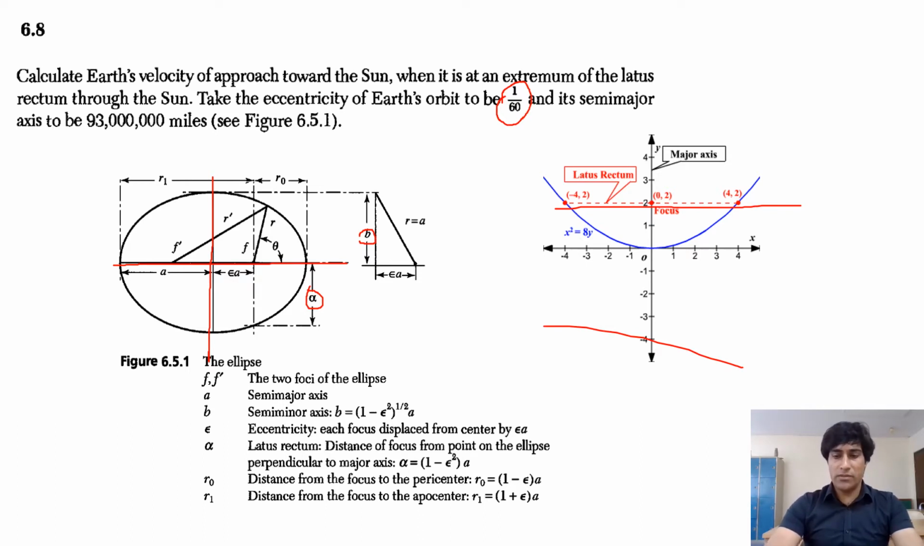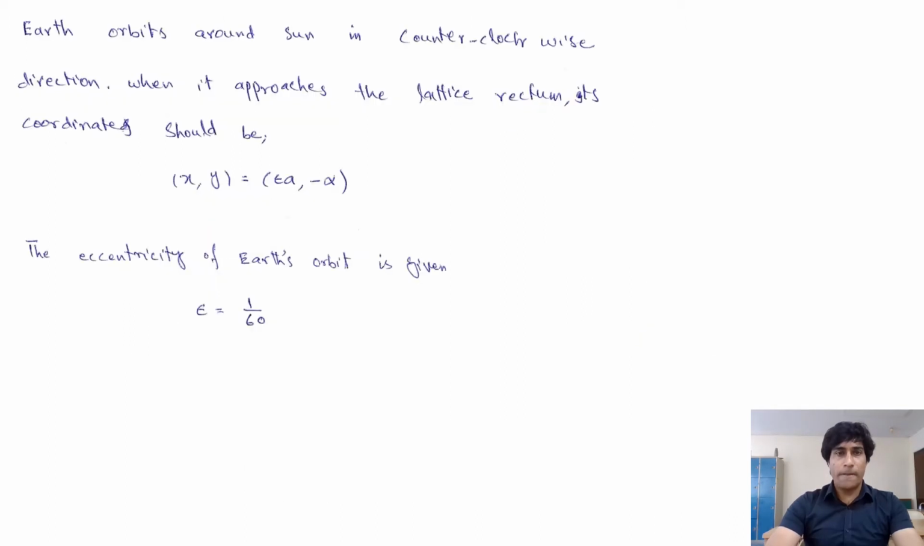Anyway, we will solve it now. Earth orbits around the Sun in the counterclockwise direction. When it approaches the latus rectum, its coordinates, as you can see from the figure, should be e a minus alpha, where e is the eccentricity. The eccentricity of Earth's orbit is given by e equals 1 over 60. As I said, it is a small number.